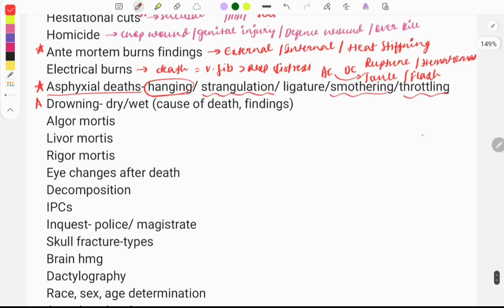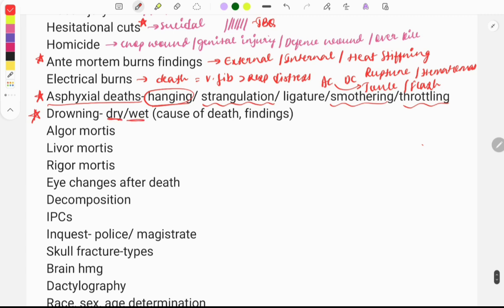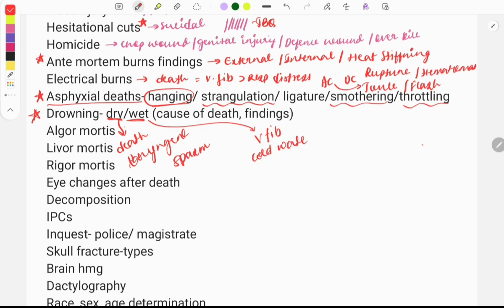Then another very important topic is drowning. Drowning is classified into dry drowning and wet drowning. Dry means the death of the person occurs due to laryngeal spasm. The vocal cords close and the person is not able to breathe. So laryngeal spasm is the cause of death. Whereas in wet drowning, the person dies due to ventricular fibrillation. And if it is cold water drowning, then the patient will die because of vagal inhibition. So these were certain important questions asked from the drowning topic.